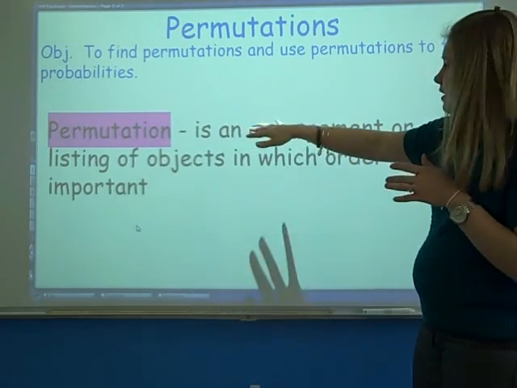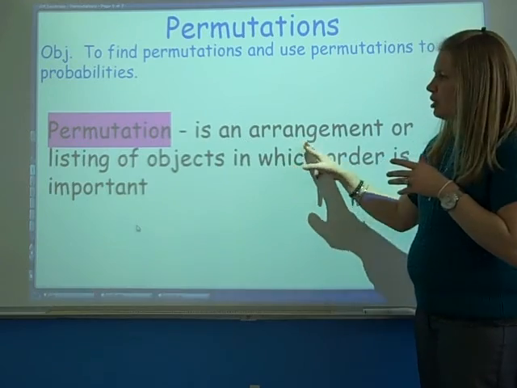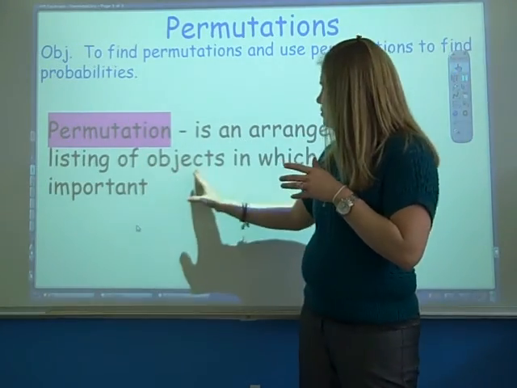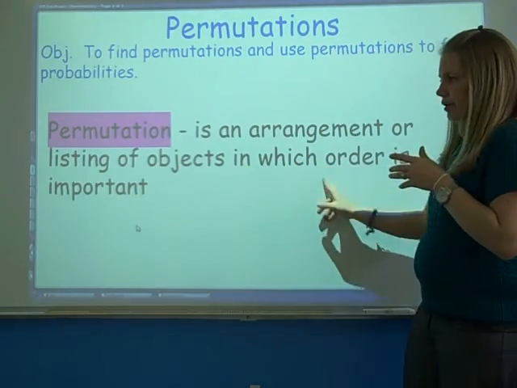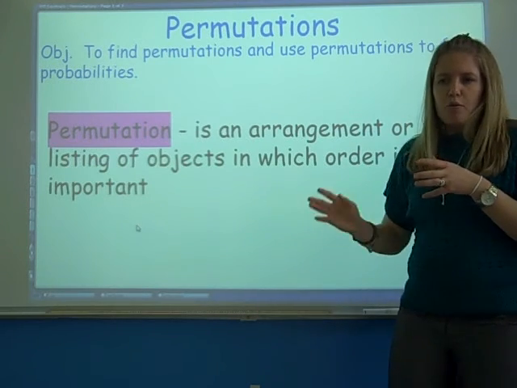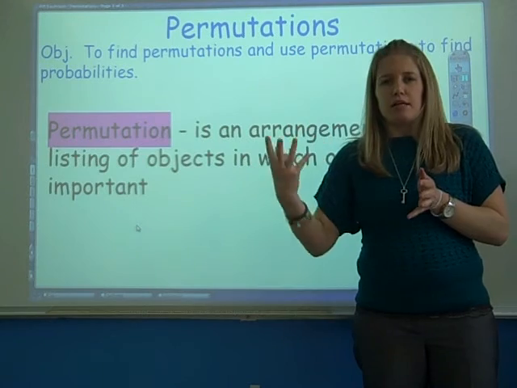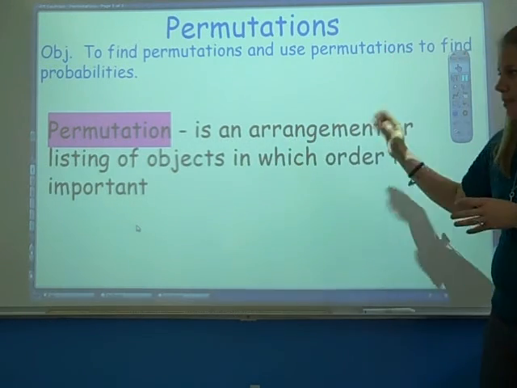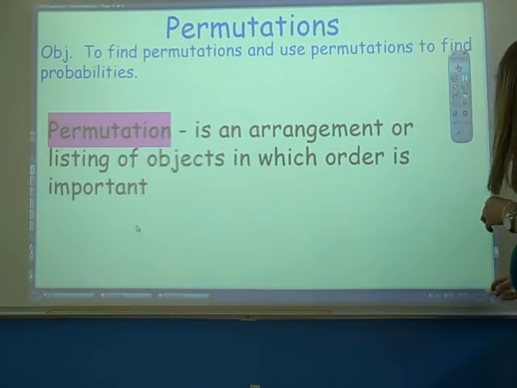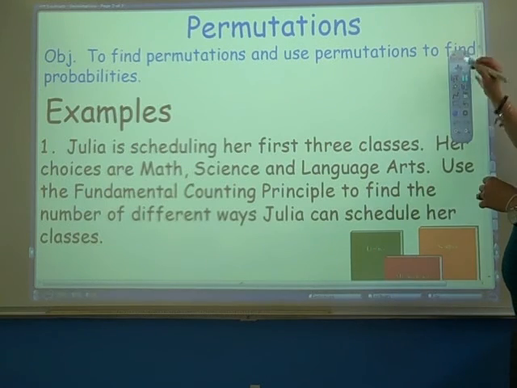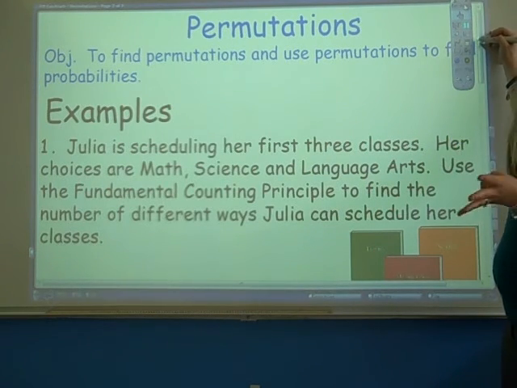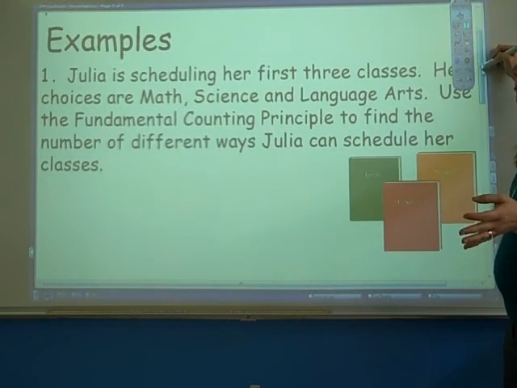Permutation, this new word for you, is an arrangement or listing of objects in which order is important. Okay, when we're doing something that has to be in a set order, then we're talking about a permutation. So copy that down, we'll do some examples. Okay, we have 4 examples today, and then that's it.